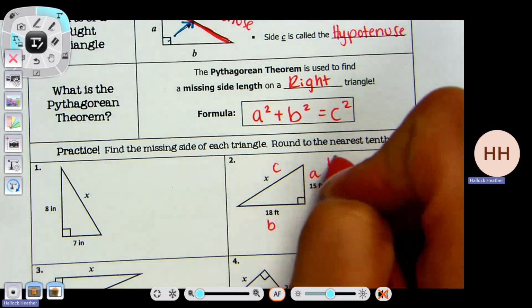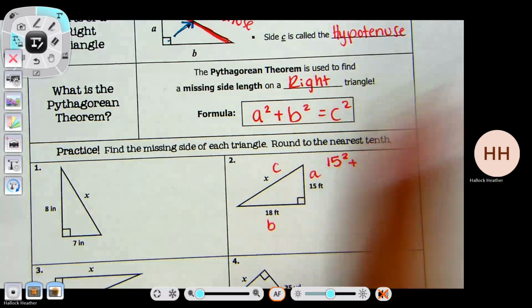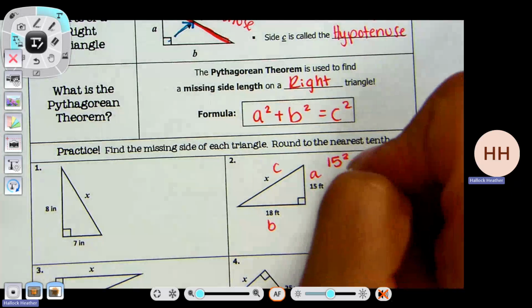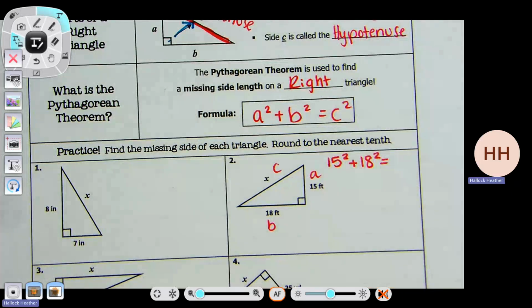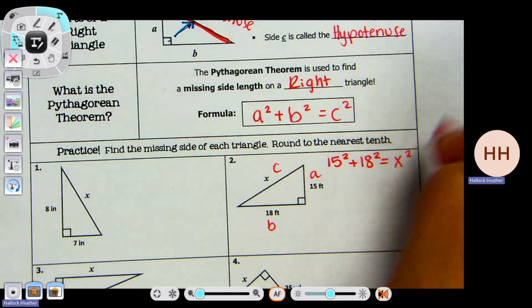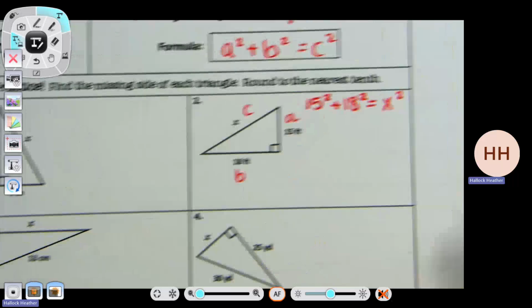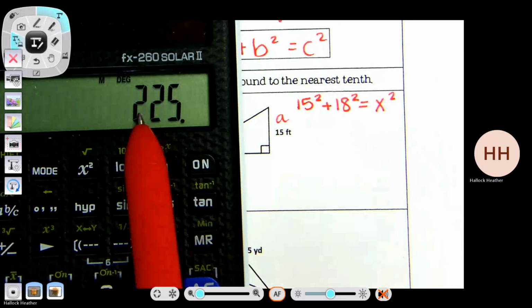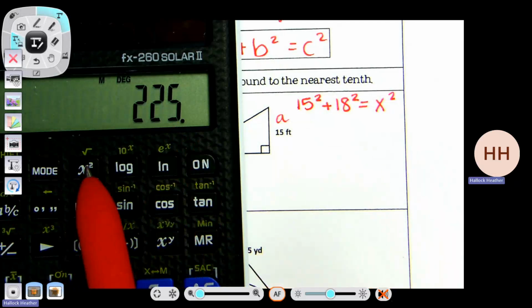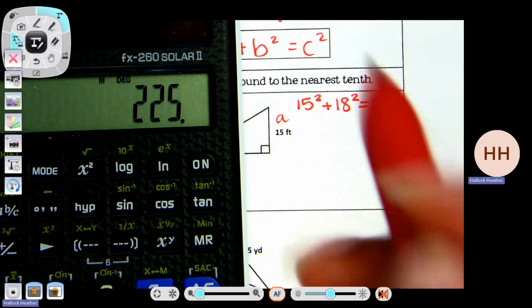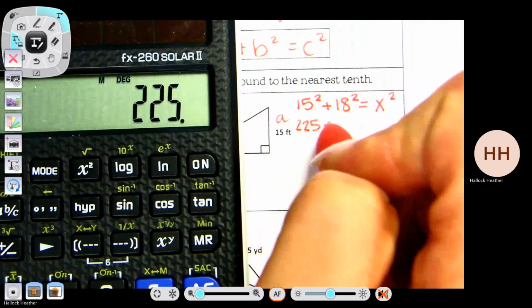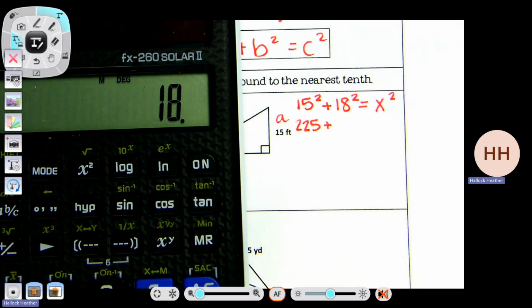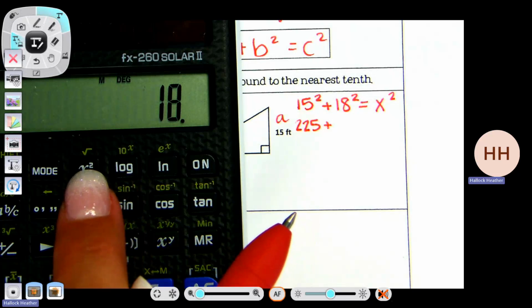And then we're going to use the Pythagorean theorem. So 15 to the power of 2 plus 18 to the power of 2 equals the hypotenuse. And the hypotenuse in this case is technically X. So X squared. Now in your calculator, you can just do this all on your calculator. 15 to the power of 2 is 225. Remember, this is your power of 2 button. Or you could do 15 times 15. Then you're doing 18 to the power of 2 or 18 times 18.